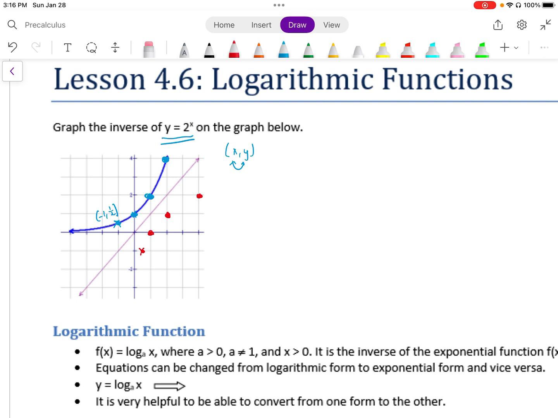Another thing we talked about: since the x-axis is a horizontal asymptote, the y-axis will be a vertical asymptote. So we can sketch the graph of the inverse, and it would look like this. And that's the basic graph of what will be called a logarithmic function.